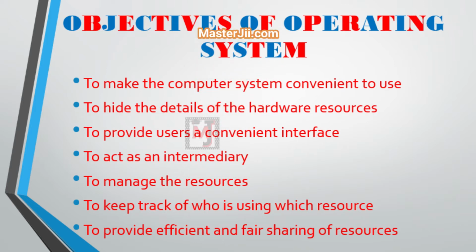The objectives of operating system are to make the computer system convenient to use in an efficient manner, to hide the details of the hardware resources from the user, to provide users a convenient interface to use the computer system, to act as an intermediary between the hardware and its users, making it easier for the users to access and use other resources, to manage the resources of a computer system, and also keep track of who is using which resource, granting resource requests, and mediating conflicting requests from different programs and users, to provide efficient and fair sharing of resources among users and programs.